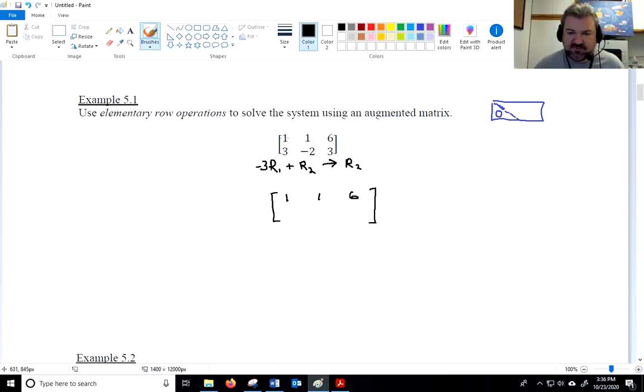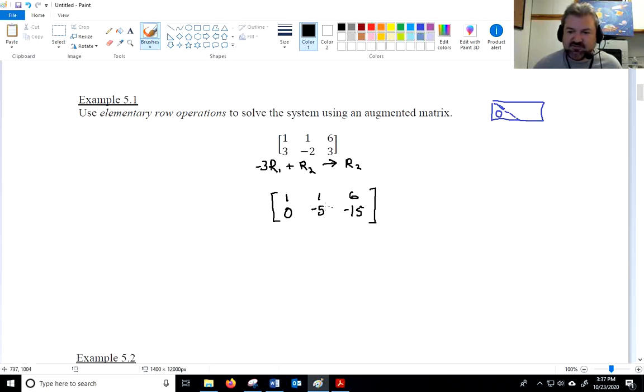Now I'm supposed to take this number, multiply it by negative 3, and add it. We'll do it one at a time. So that would be negative 3 plus 3, and I'm supposed to store it in row 2. So my new row 2 value is 0. Then I do negative 3 plus a negative 2, which is a negative 5. Then negative 18 plus 3 is a negative 15.